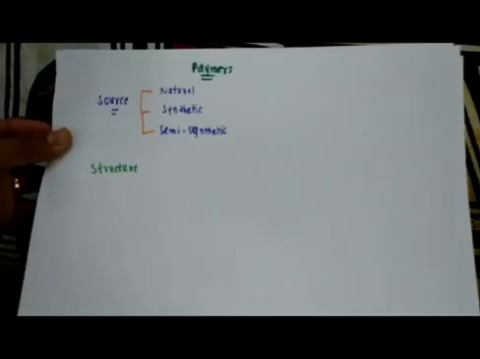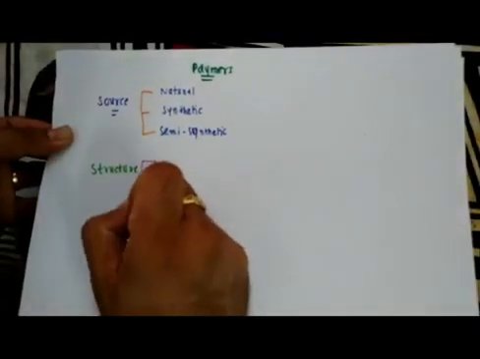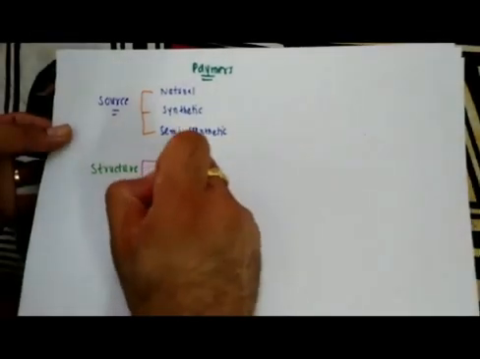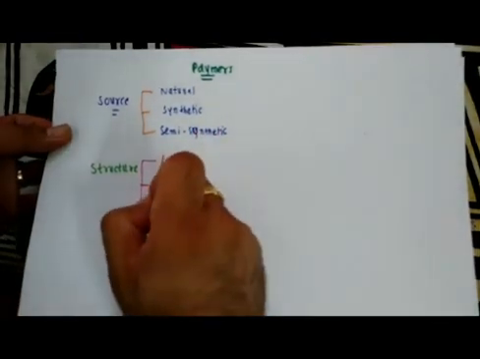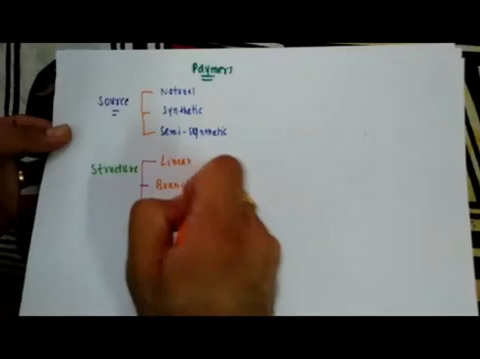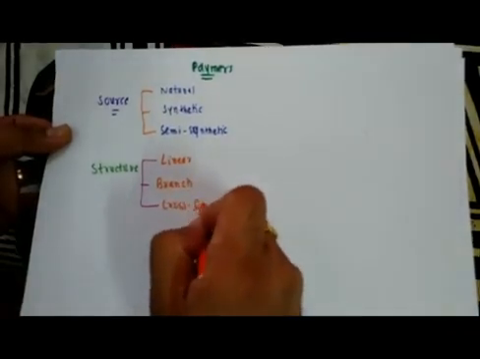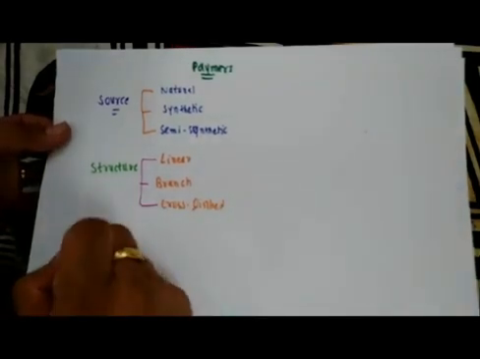So based on structure, polymers are classified in three categories. First is linear polymer, second is branched polymer, and third is cross-linked polymer. Okay. Now third classification is based on molecular forces.